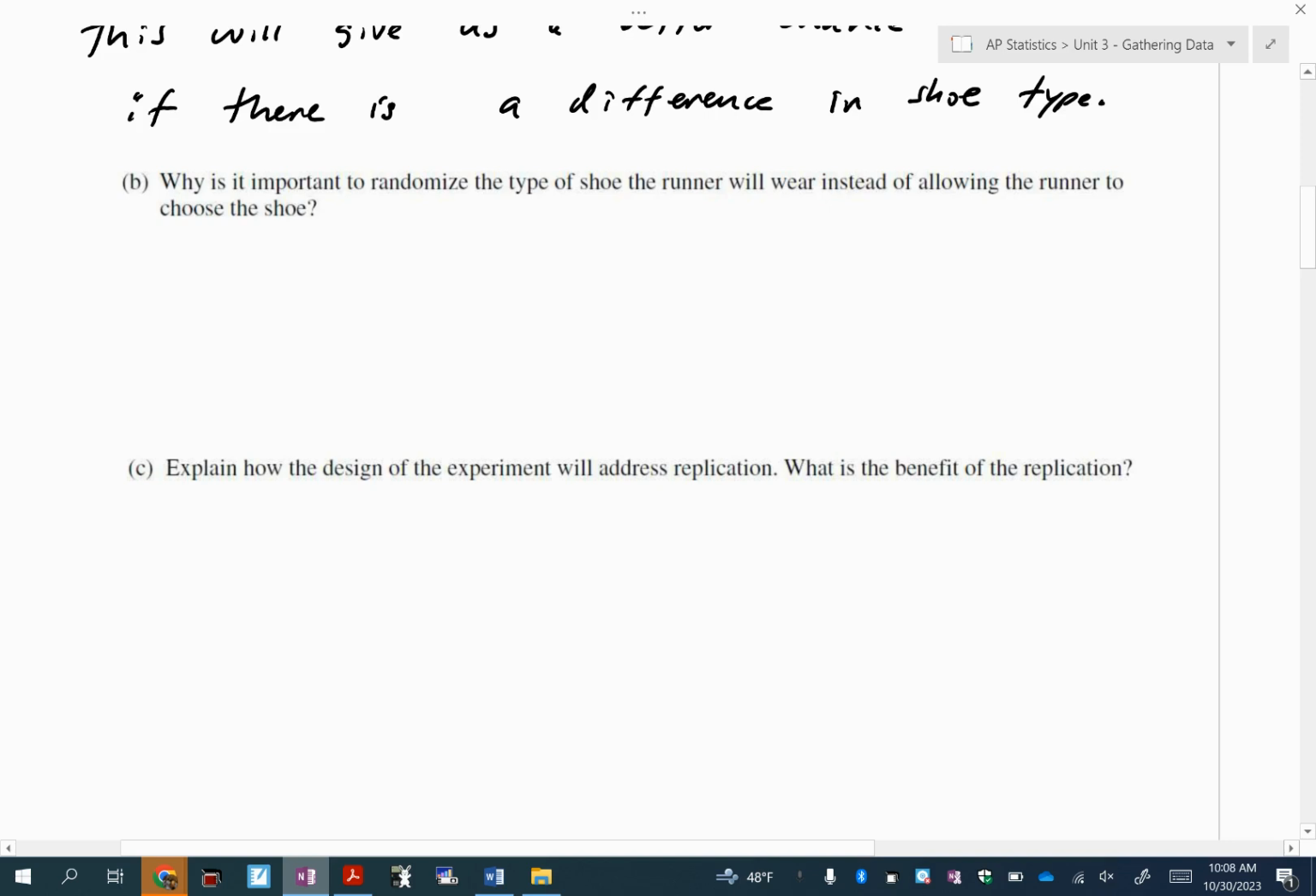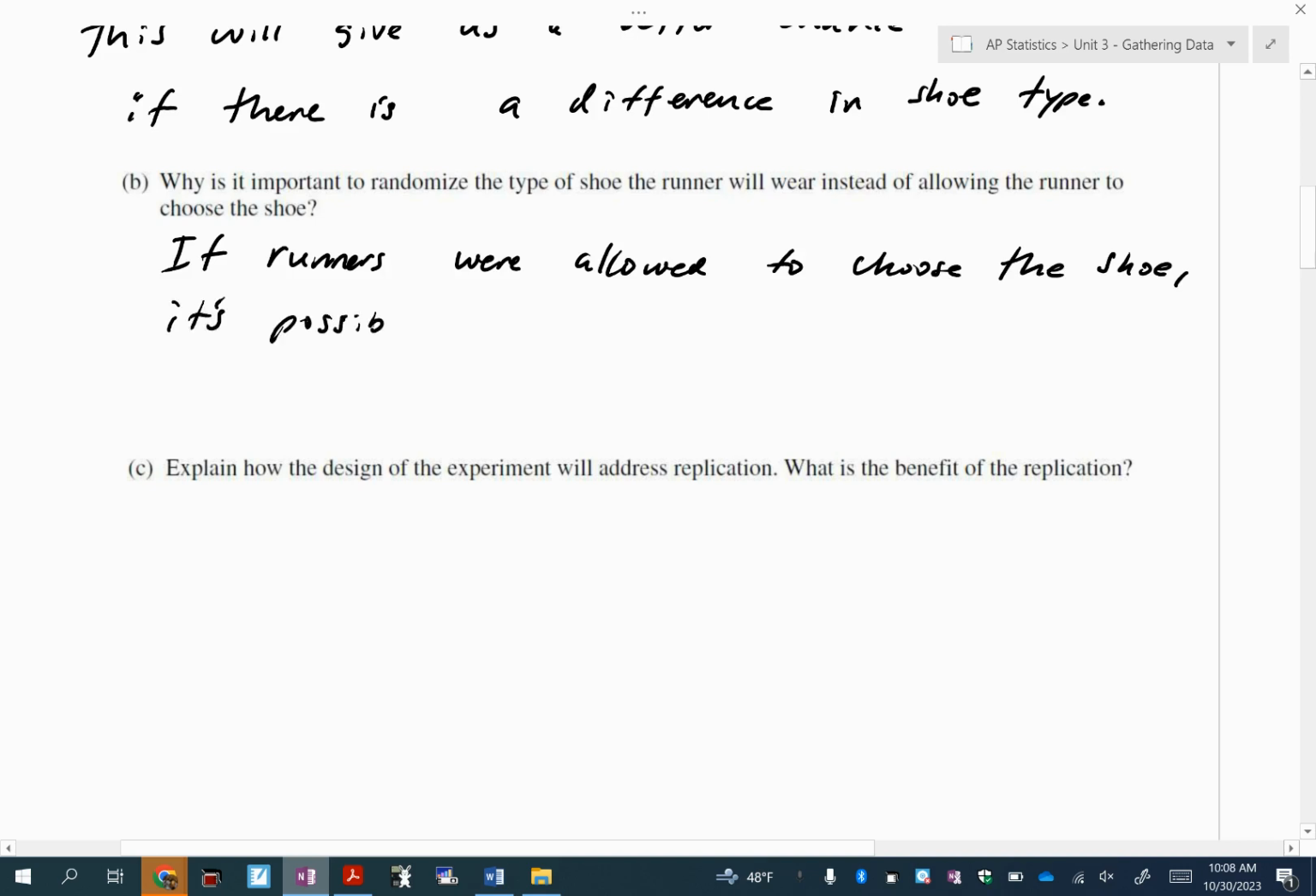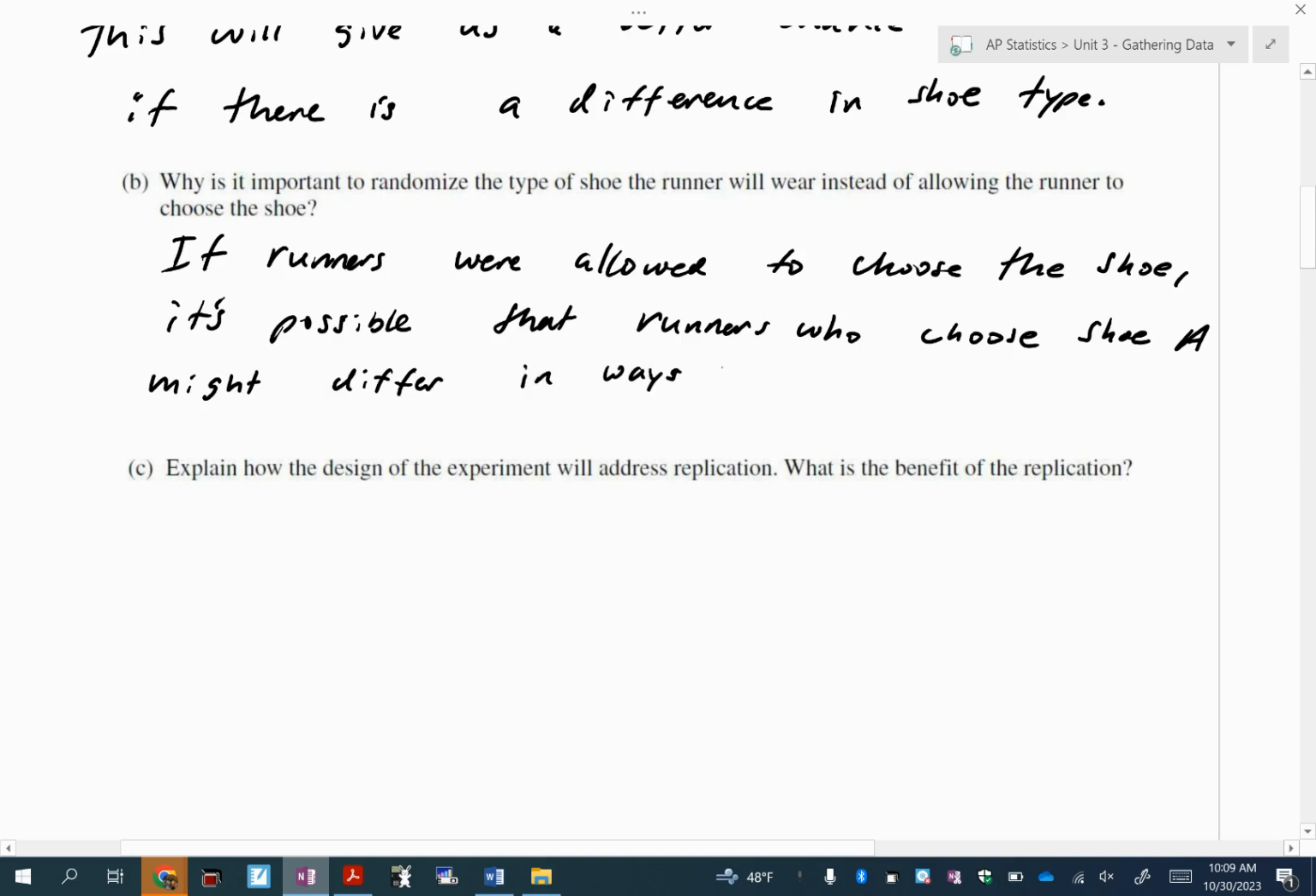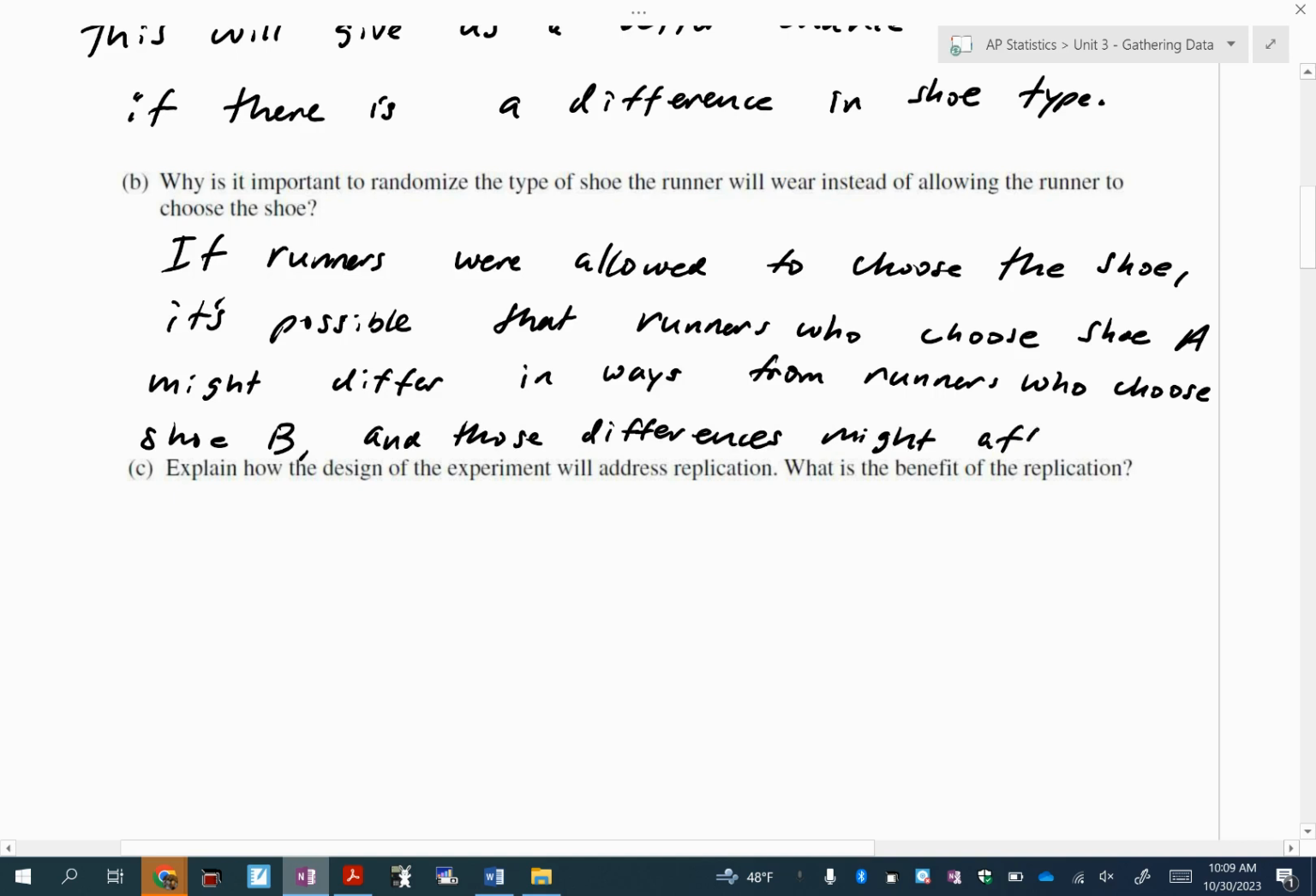So if runners were allowed to choose the shoe, it's possible that runners who choose shoe A might differ in ways from runners who choose shoe B, and those differences might affect their speed.